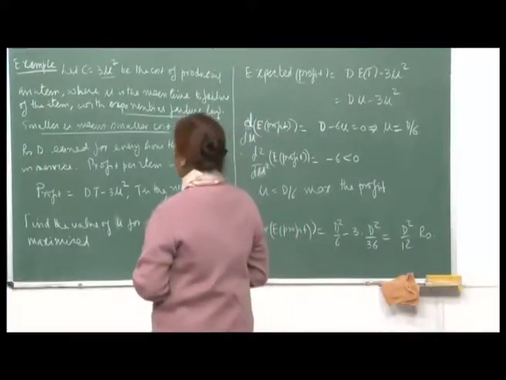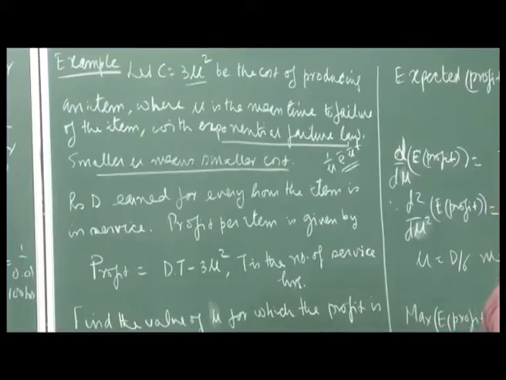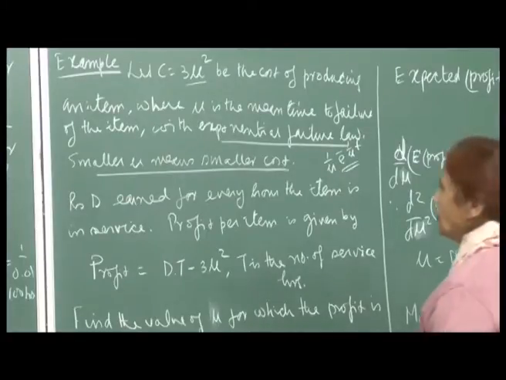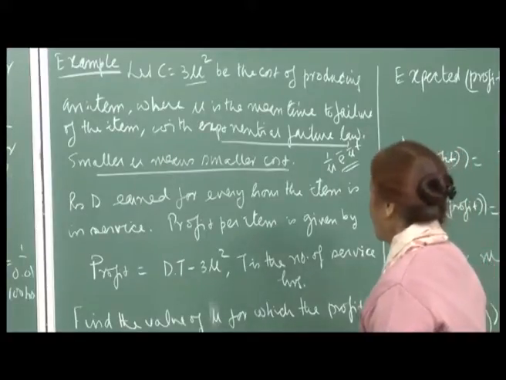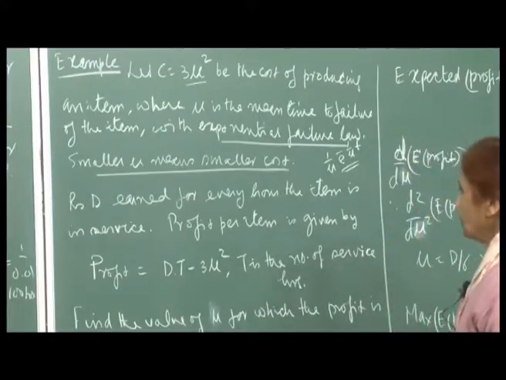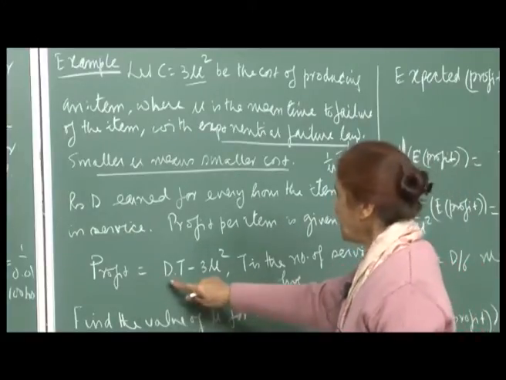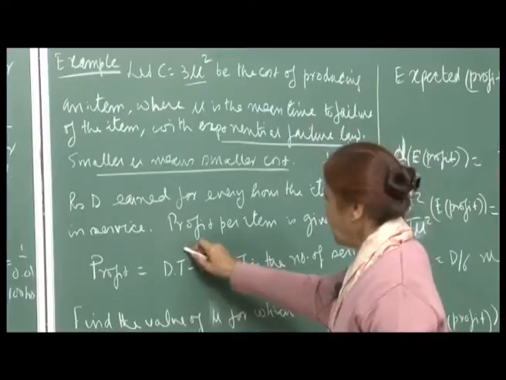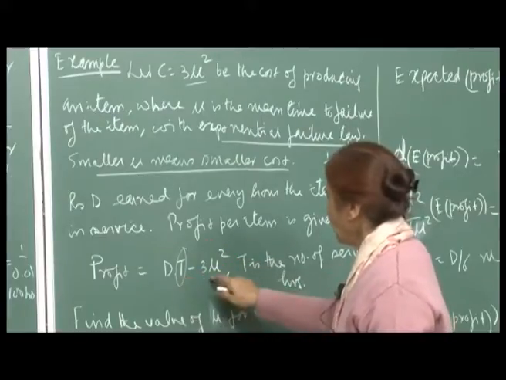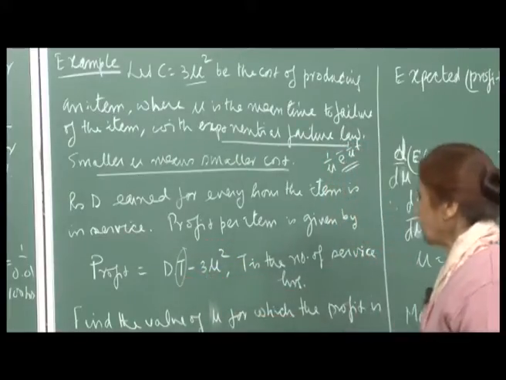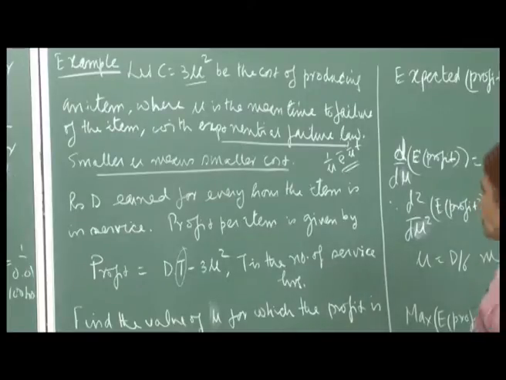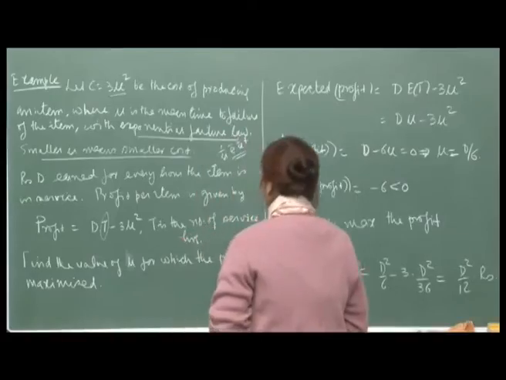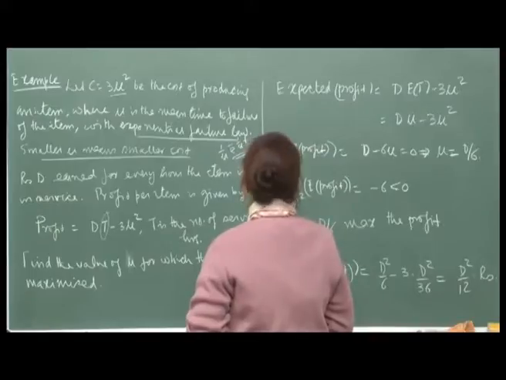Now, suppose d rupees are earned for every hour the item is in service. So you earn a profit of d rupees per hour when the item is functional. Therefore, the profit per item is given by d into t minus the cost 3 mu square, if the lifetime is t hours, and t is the number of service hours. So, find the value of mu for which the profit is maximized.